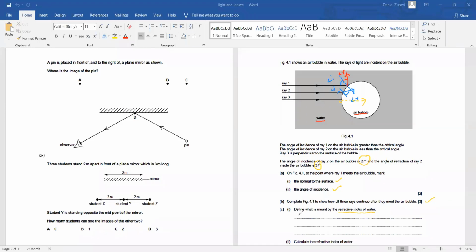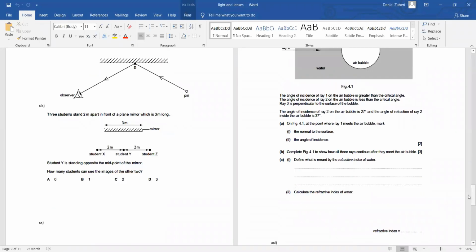So I can answer it as the ratio of the speed of light in air, that is the air bubble here, to the speed of light in water. That would be the refractive index of water. Then it says calculate the refractive index.